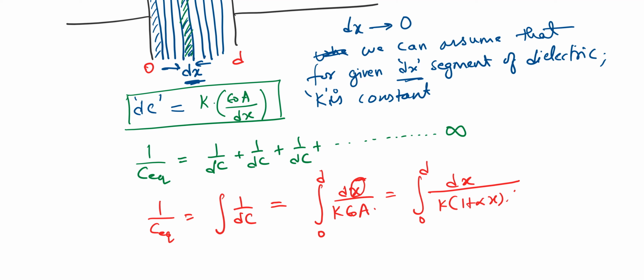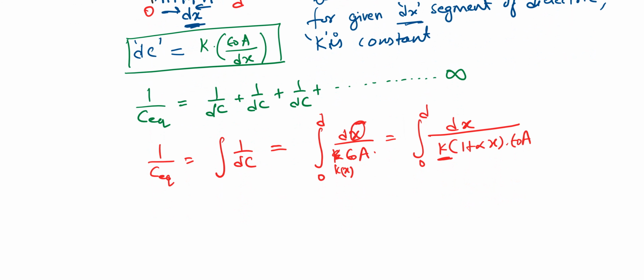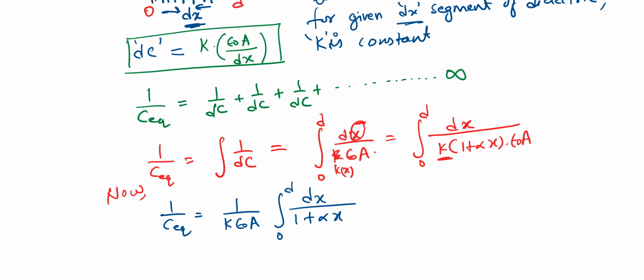You'll get k(1 plus alpha x) into epsilon naught A. Now this k is constant. Over here, this k can be written as kx. So you can say 1 upon C equivalent can be written as 1 upon k epsilon naught A. These are constant, so they can come out of the integration. You will have 0 to d dx divided by 1 plus alpha x.